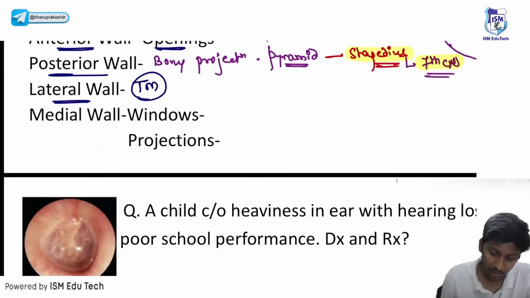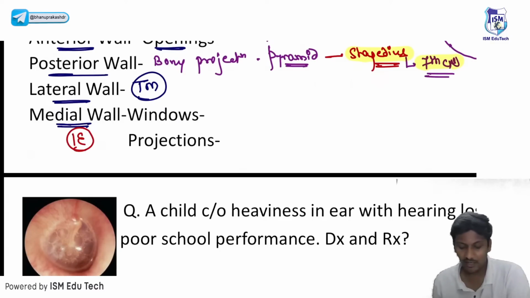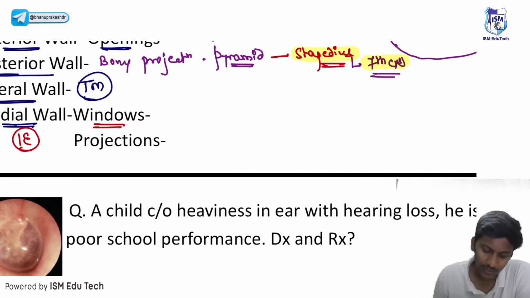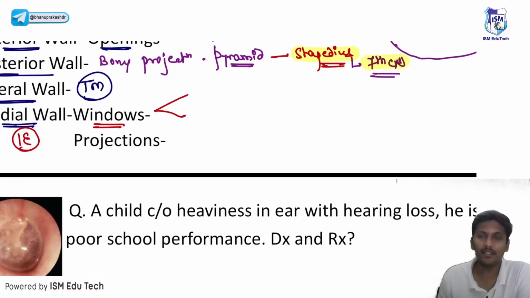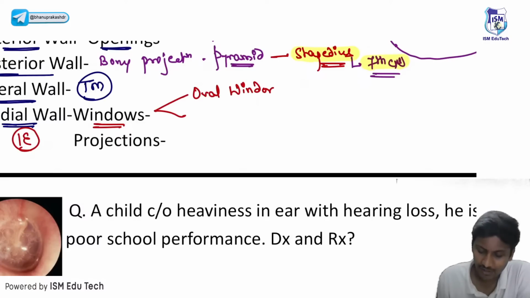So definitely if I talk about this medial wall now, behind the medial wall we have the inner ear. This medial wall has two windows because we need connection with the inner ear. One window is called the oval window. What is attached at the oval window? At the oval window we have the foot plate of stapes which is attached.